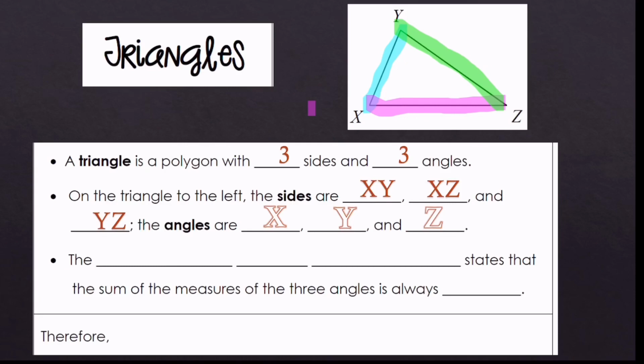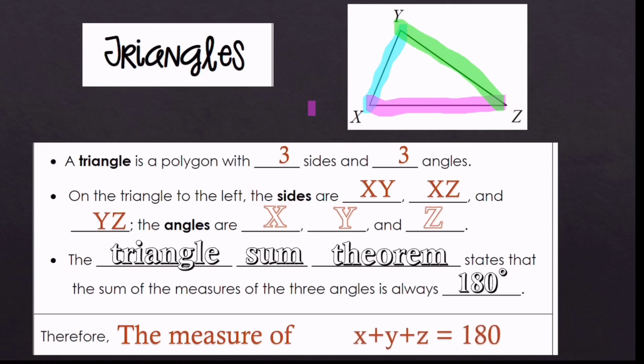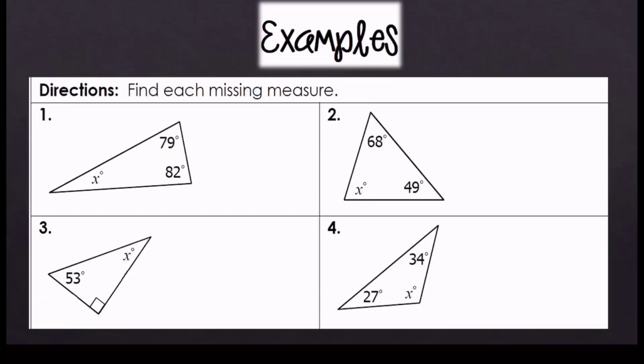And here's why. The triangle sum theorem states that the sum of the measures of all three angles will always add up to 180 in any triangle. So therefore, you can say the measure of X plus Y plus Z will give us 180. We can always create an equation, set it equal to 180, and find our angles.